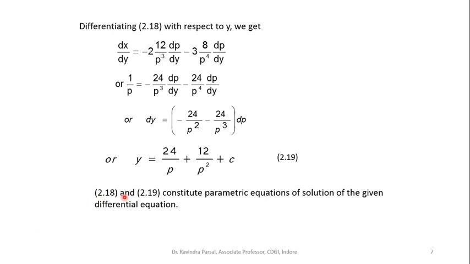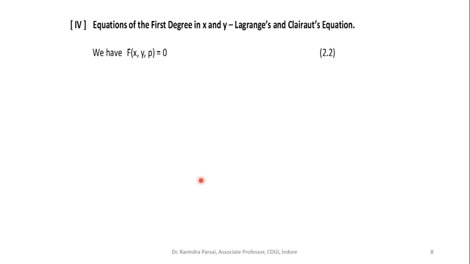So equations 2.18 and 2.19 constitute the parametric equations of the solution of the given differential equation, because we cannot find the value of p separately. That's why we write x as a function of p and c, and y also as a function of p and c. So this is about method number 3.